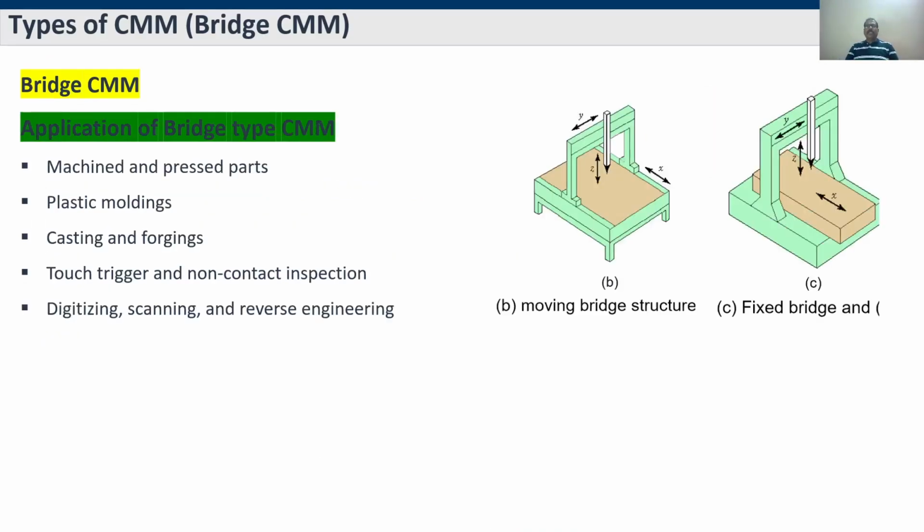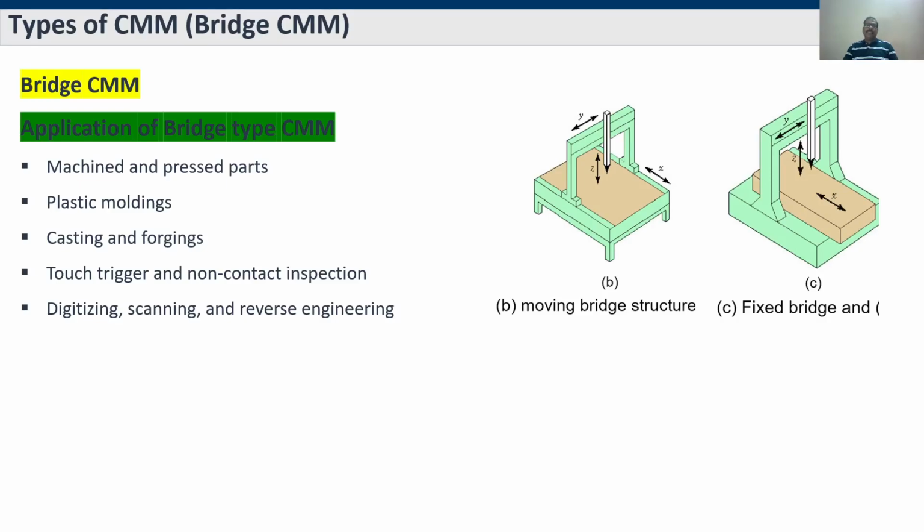Then applications: machined and pressed parts, plastic molding components, casting or forged products we can check, and it can be used for scanning and also for probing.